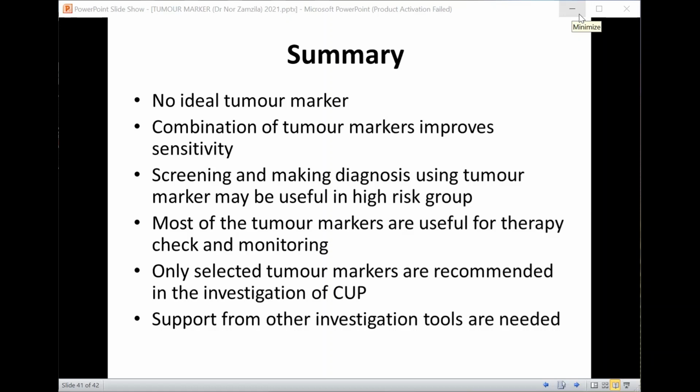Dr. Hafizuddin, do you want to ask a question? Yes, do we have a CA153 available in Malaysia? CA153 we have. We have it for monitoring of breast cancer. Okay.